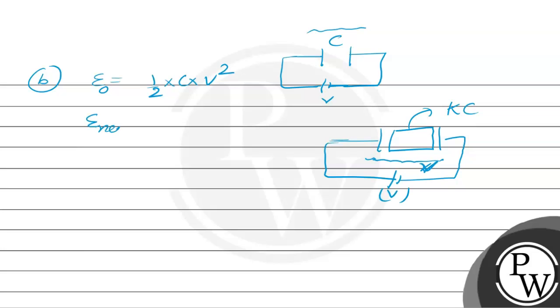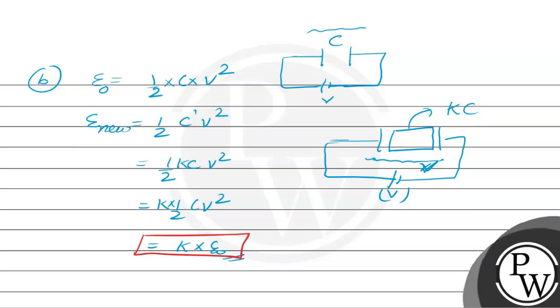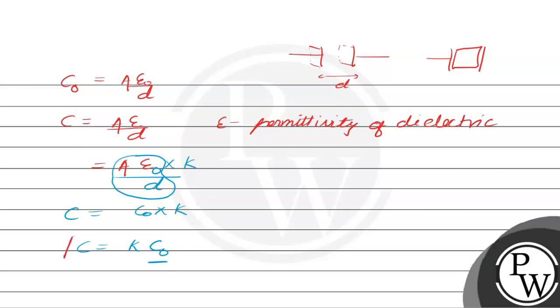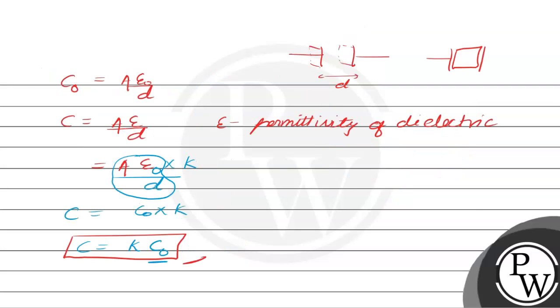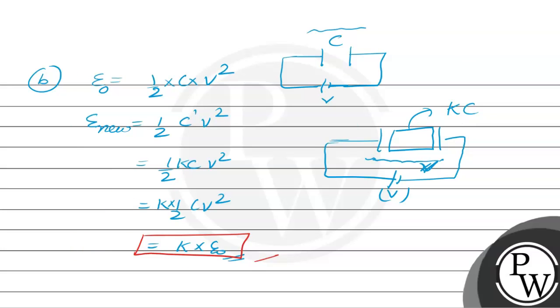So we can write E new as half C dash into V squared, and we can substitute the value of C dash, that is K times C, into V squared, and this is half C V squared into K, and this is K into E naught. So we can see that the energy it can store is K times E naught, and its capacitance became K times C naught. So capacitance is K times, and energy also becomes K times.